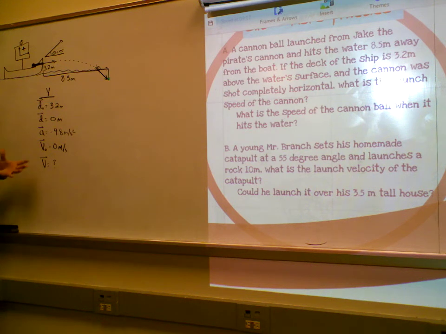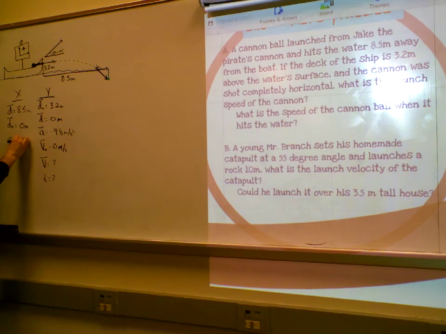Okay. Anything else for the y direction? Do we know time? No. What about the x direction? What do we know? A little more specific, please. Distance final. What's distance final? 8.5. Good. What's distance initial then? 0. It all depends on the situation, because we're starting at 0 and ending 8.5 meters away. Anything else we know? Acceleration 0. Good.